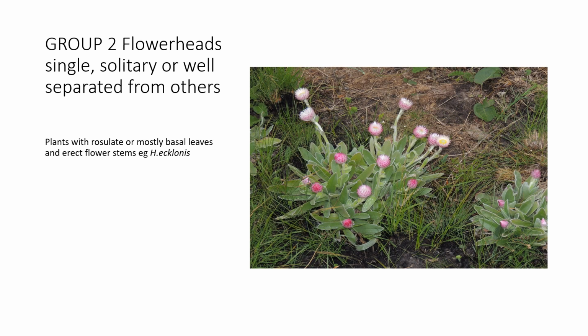The second subgroup are those small plants with rosulate or mostly basal leaves and erect flowering stems. They're characterized by having the leaves surrounding the base of the stem and erect, almost leafless flowering stems. In overall appearance, they are similar to the plants in the group with compound inflorescences, the main difference being that here the plants generally have a single flower head. This is Helichrysum ecklonis. The flower head bracts are pink in bud and generally fade to white in mature plants. Don't rely on leaf color here.